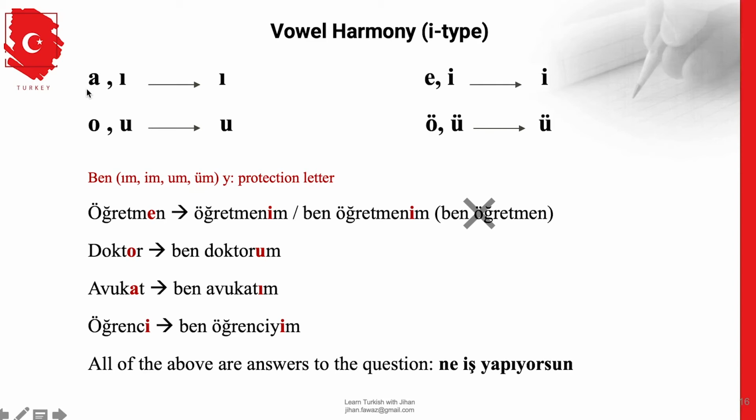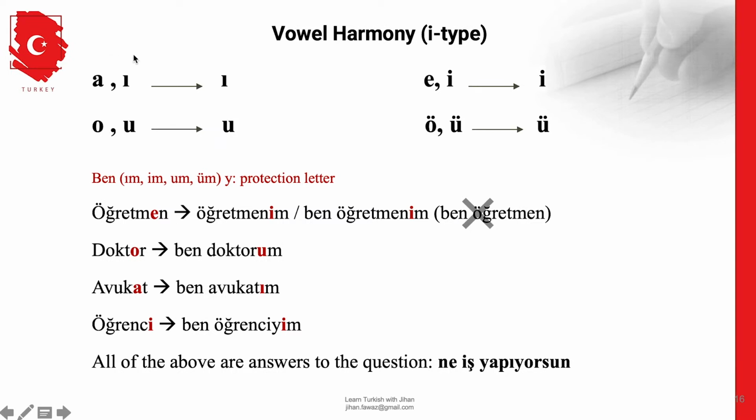Have you ever heard of the vowel harmony rule in the Turkish language? This rule is very important. Why? Because the whole language is based on this rule. If you understand this rule, you have crossed a big step in understanding the Turkish language. What does this rule say?